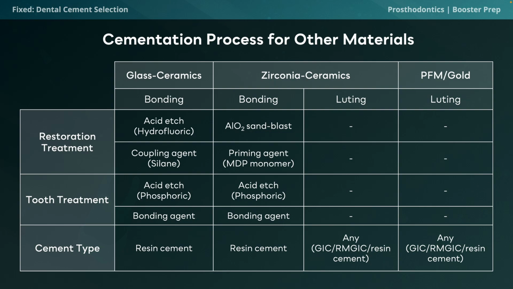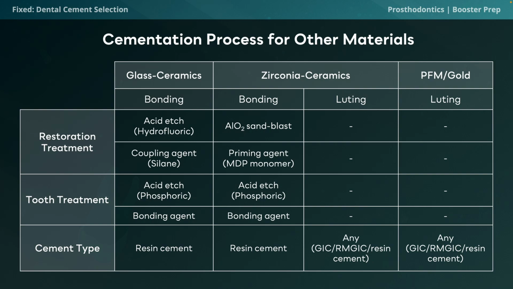Too strong even for the almighty hydrofluoric acid etch. So to create that rough microstructure on the intaglio of the crown, we actually have to blast it with aluminum oxide. And instead of using a silane coupling agent, we'll need a special coupling agent that has the MDP monomer, which is able to bond to zirconia or other metal oxides. Everything else is the same otherwise.